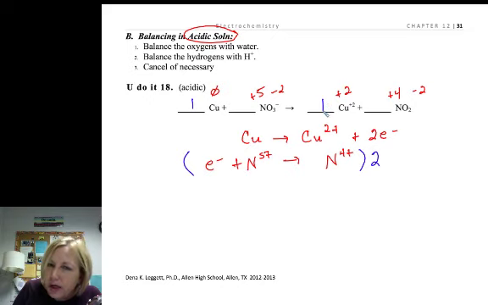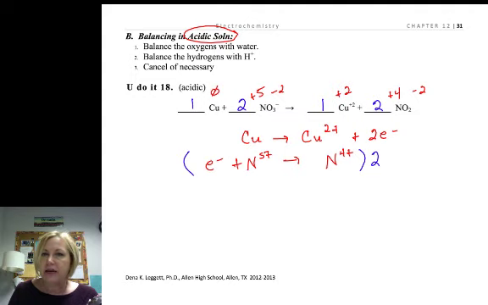I like to put my 1s in at this point as a reminder that I can't change those numbers, because I'll change the number of electrons involved. A 2 here and a 2 here. So I've balanced my skeleton, but I haven't balanced my elements yet. So let's see what we do.